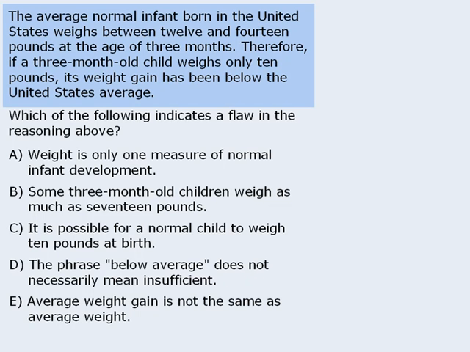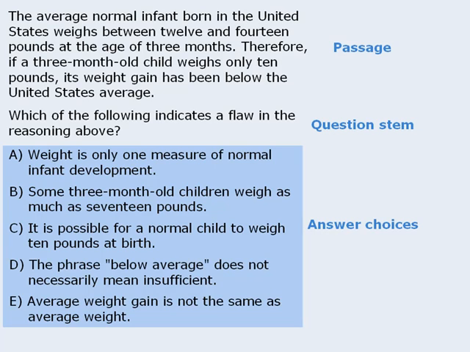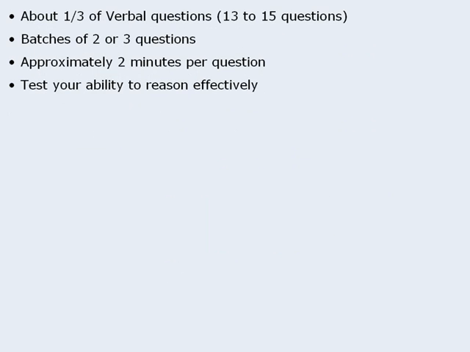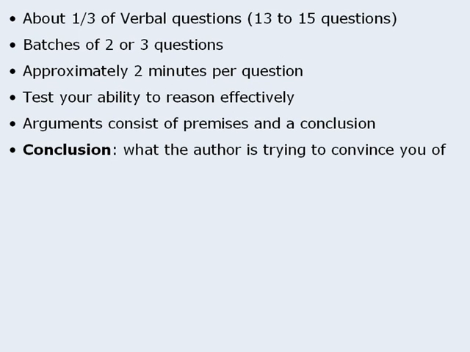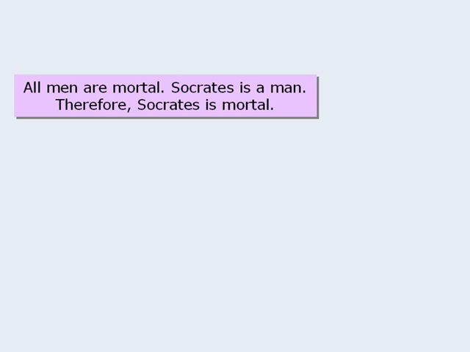Now, the main body of text here is called the passage. The next part that contains the question is called the question stem, and these are the answer choices. Now, most arguments on the GMAT will consist of premises and a conclusion. The conclusion is what the author is trying to convince you of, and the premises are the evidence that the author uses to support the conclusion. Let's look at an example.